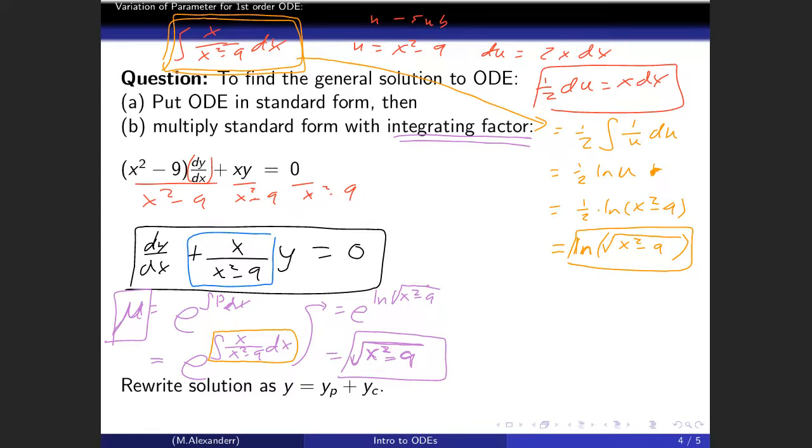All right. So do you remember what we have to do once we find the integrating factor? So I wrote down the steps here.